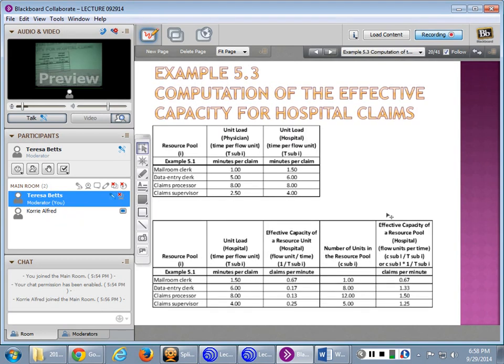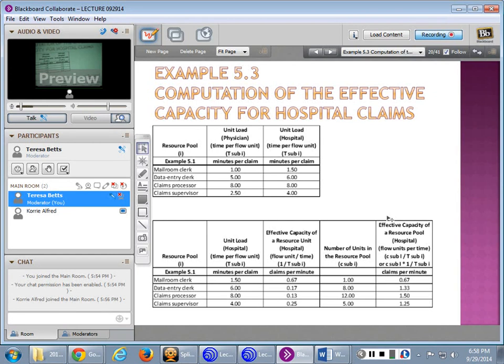Okay, so in example 5.3, we're going to compute the effective capacity for hospital claims. In so doing, we're going to look at two different types of claims, and then determine which one is actually the more profitable of the two for us. Assume that in addition to processing physician claims, which is what we looked at in these first examples, New Life also handles claims submitted directly by hospitals. The process used to handle hospital claims is the same. However, the unit loads required for the various operations are different.